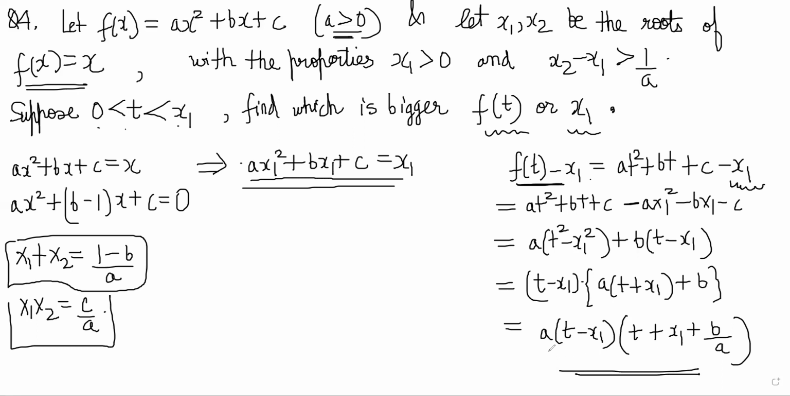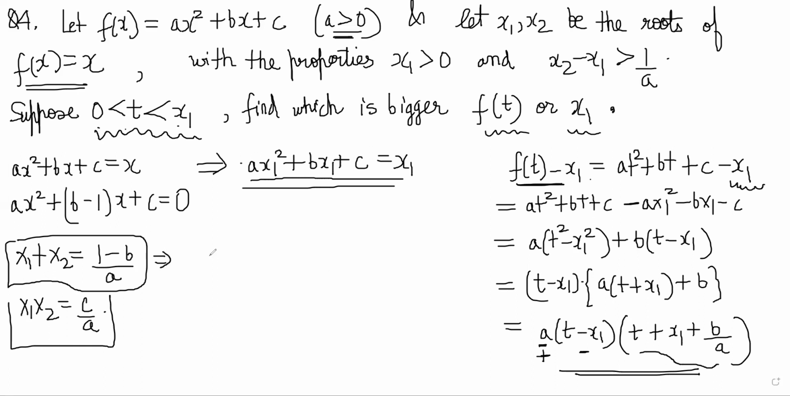Here we know the sign of a is positive. We know t minus x1. T minus x1 is negative because x1 is bigger than t. So this is negative, this is positive. We have to figure out the sign of this term, right? T plus x1 plus b by a, right?